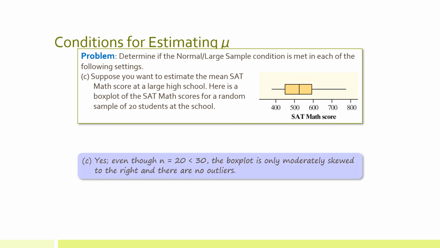Yes, even though n is 20, which is less than 30, the box plot is only moderately skewed to the right, and there are no outliers. Again, I'm assuming that they would have drawn a modified box plot and shown me outliers with little stars so that I would know there were outliers, not actually having to calculate them at this point.